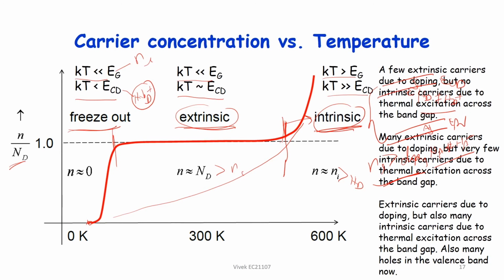So this is the reason of operation of the device. Okay, so here I have written, so you can read it after the lecture. In this region there are only partially ionized donors. That's what the first para says. Second one, many extrinsic carriers due to doping, but few intrinsic carriers. And here lots of intrinsic carriers, right? For high temperature.